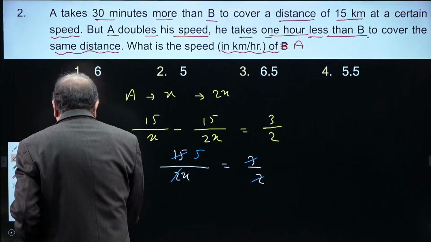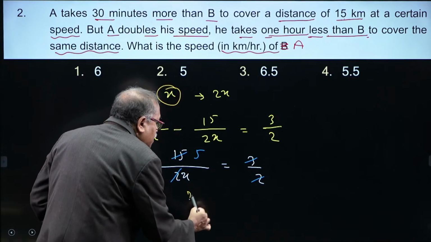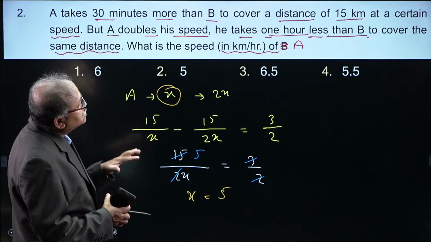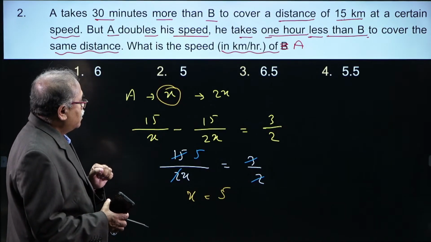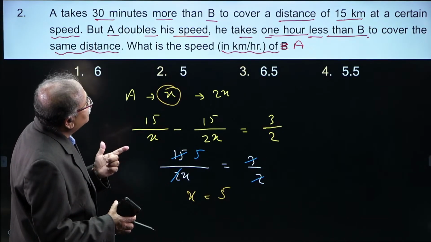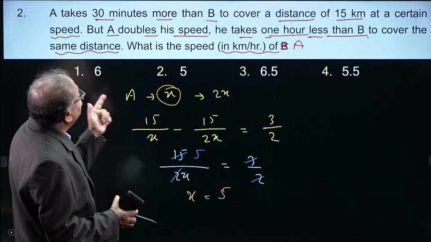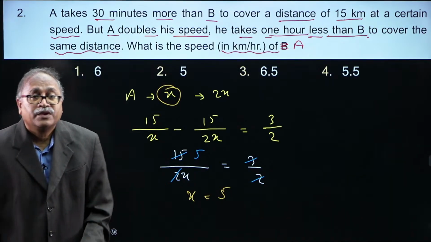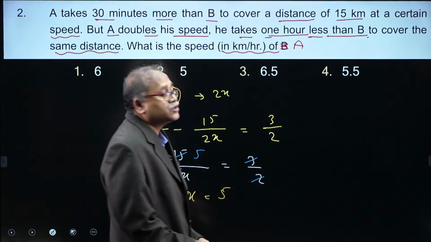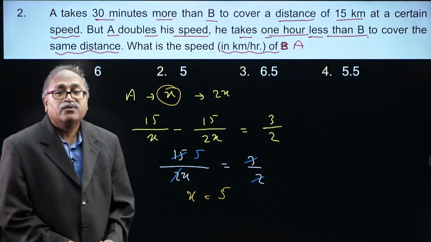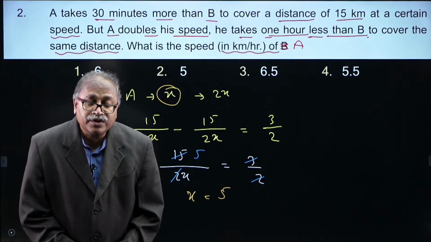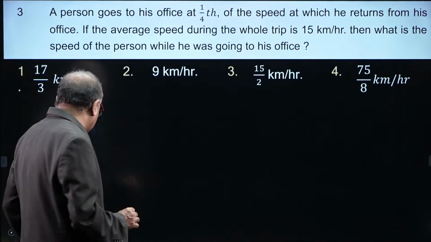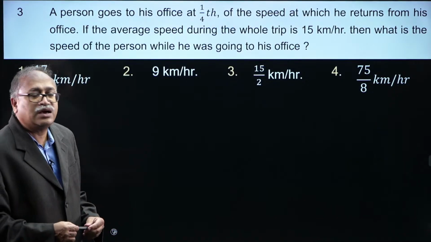The speed of A is x. So, I get x is equal to 5. So, if I get the speed of A, then can I get the speed of B? No, the question is wrongly written here. I am extremely sorry for that. It should be find the speed of A, and the speed of A is 5 km per hour. So, that is 5. I am moving on to the next question, and which is this. Okay, sometimes the typing mistake happens, sir.